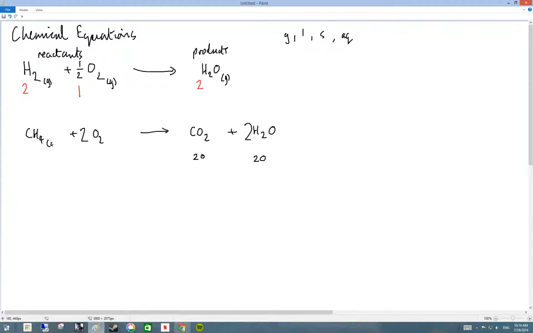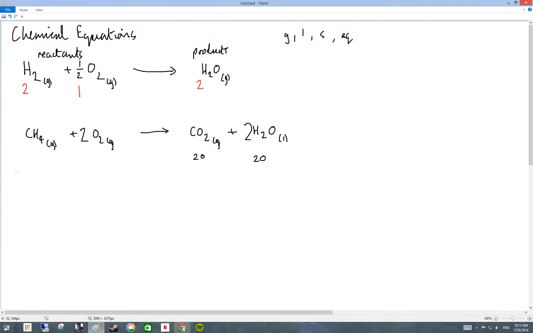Likewise, here methane is a gas, gas, gas. Let's say this one is being done at standard conditions, which would be 298 Kelvin or 25 degrees centigrade, in which case that one would be an L, liquid. Okay.